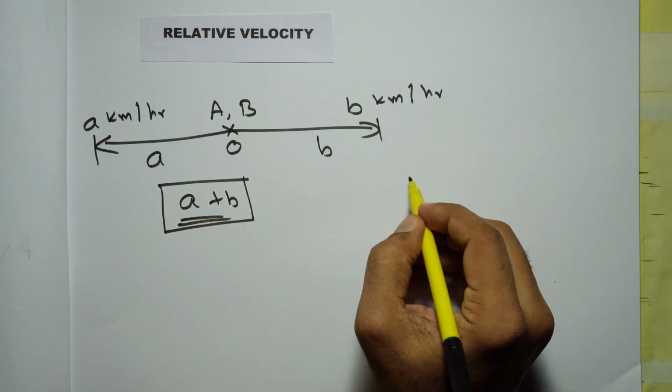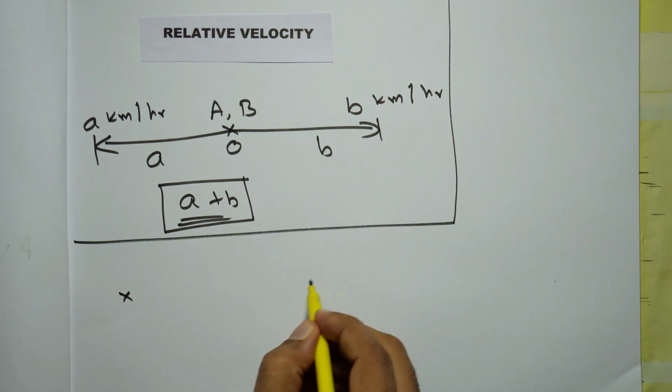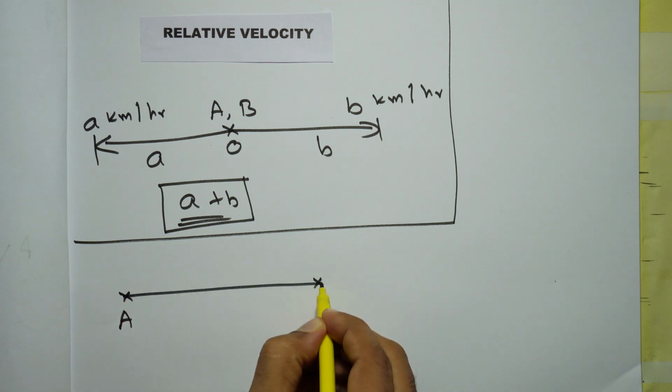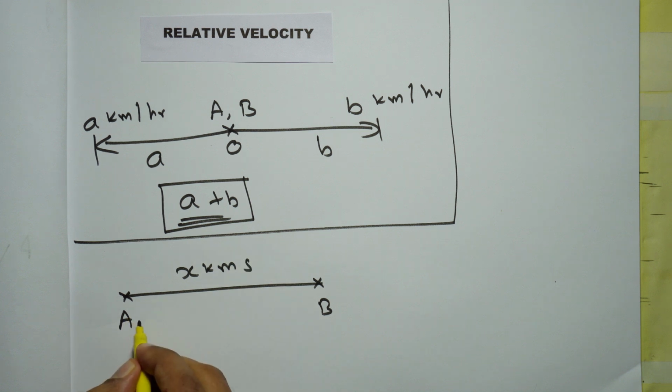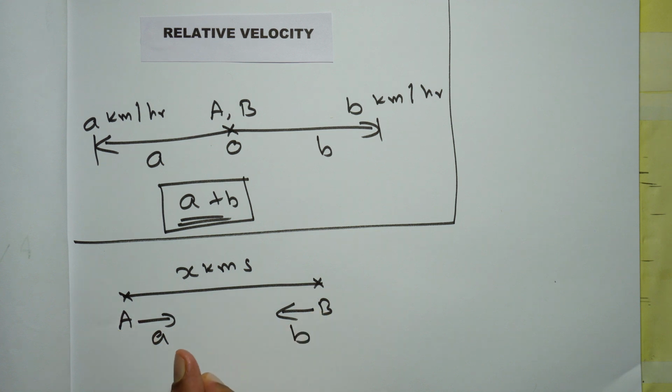Now let us look at one more case. There are 2 points like this. Person A is here, person B is here. Now the initial distance between them is x kilometers. Person A is moving in this direction at A kilometers per hour, and person B is moving in this direction at B kilometers per hour. So now you can see that they are getting closer. In this case, what is the relative velocity between A and B? The initial distance between them is x kilometers.